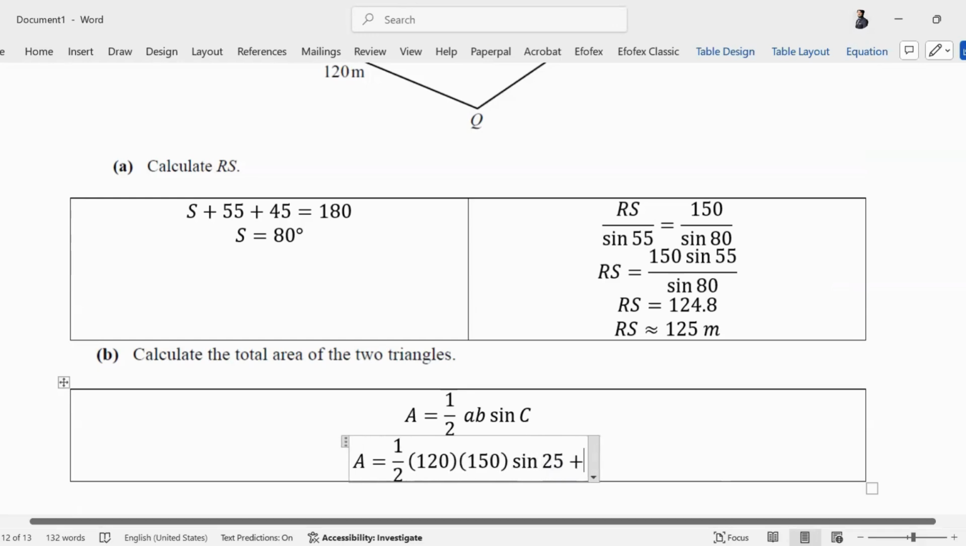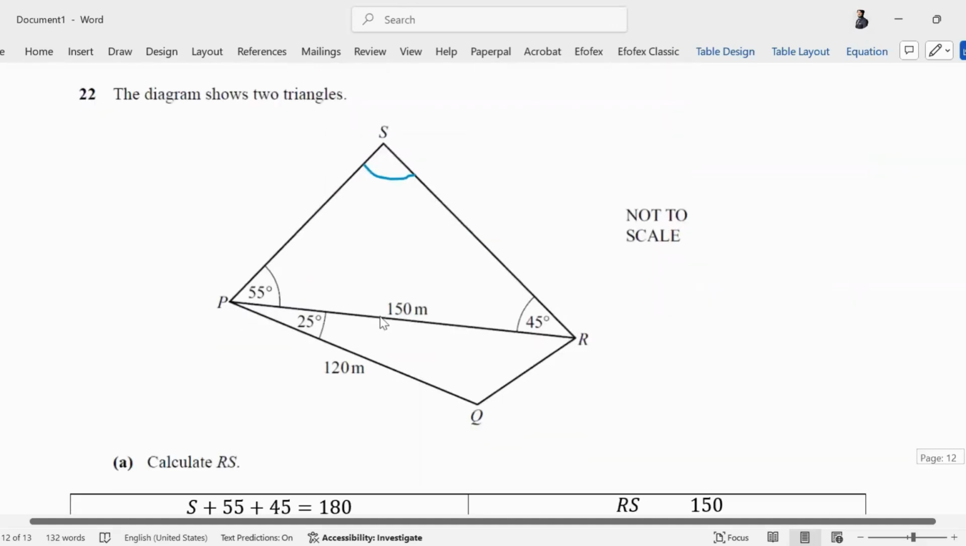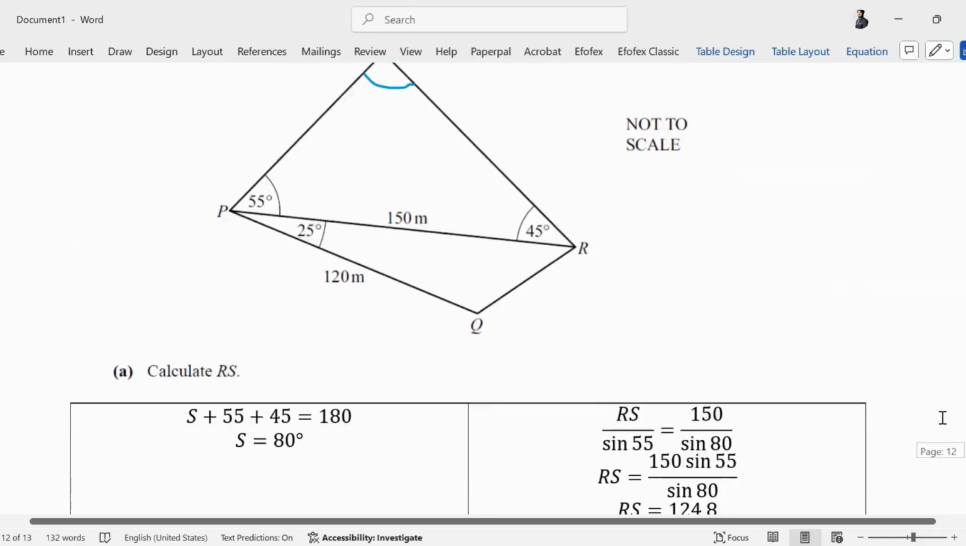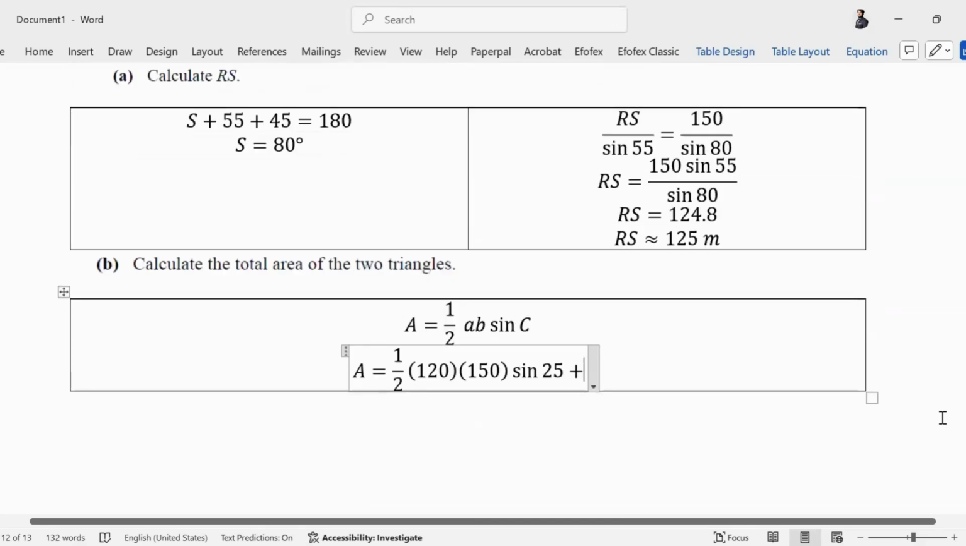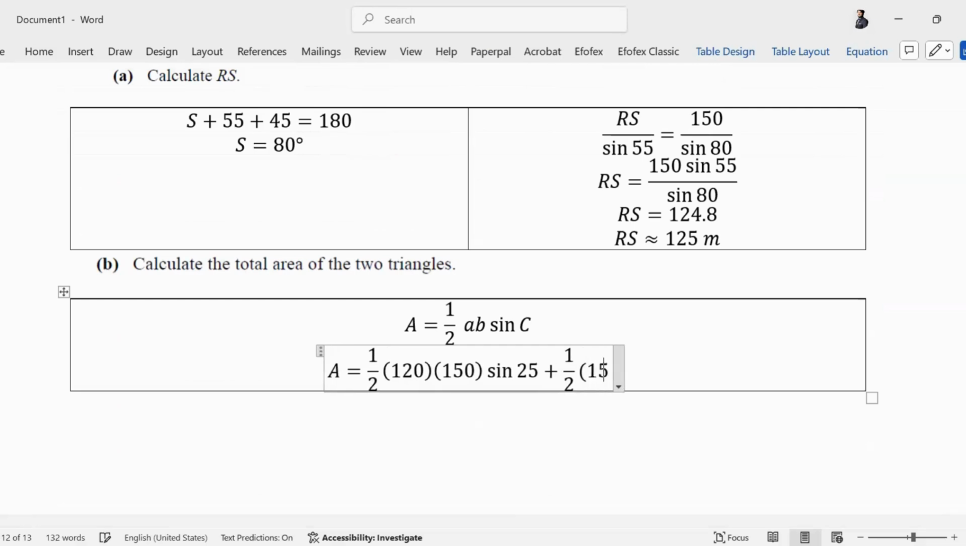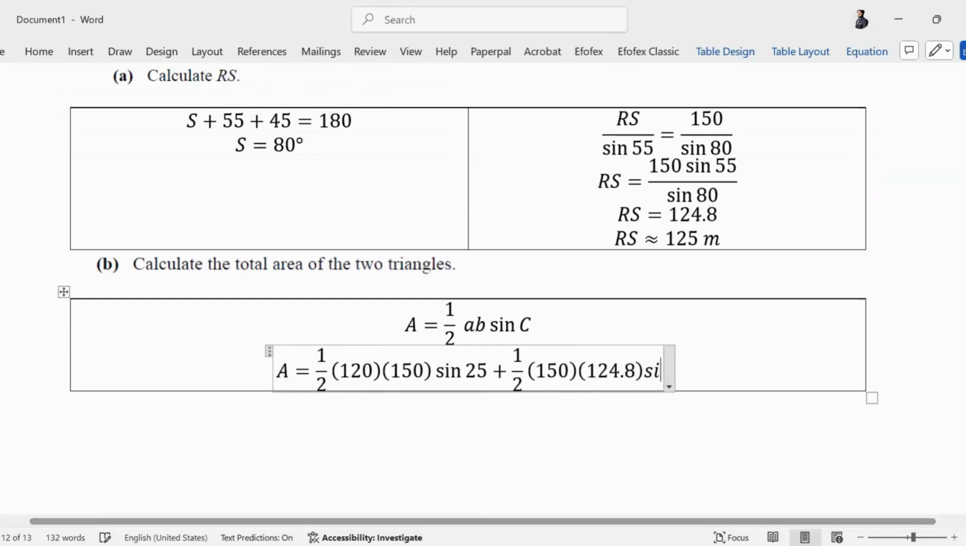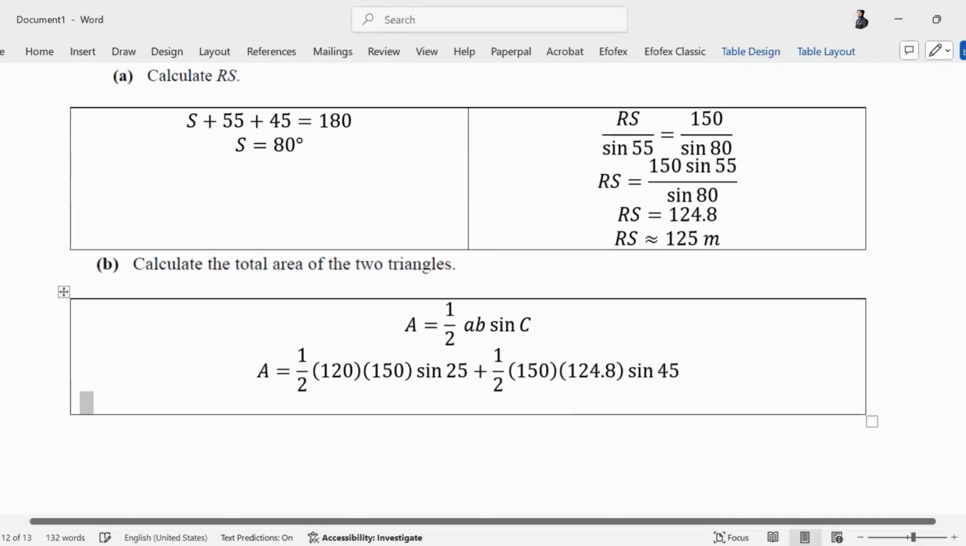I'll add the other area to it. This is 150 and the other side we figured out is 124.8 and the angle between them is 45. So this is half into 150 into 124.8 into sine of 45.